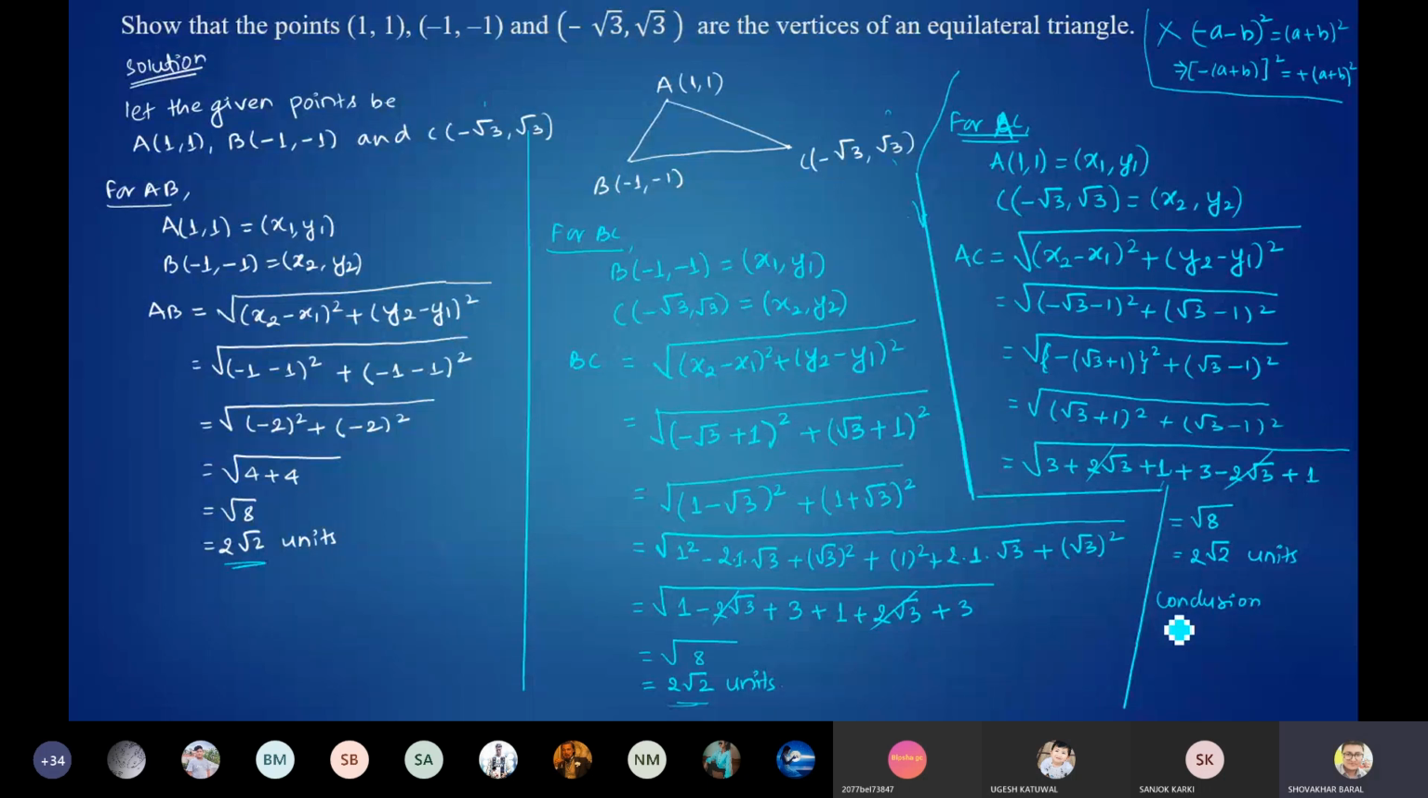Let's write the conclusion. Since AB is equal to BC is equal to AC, and it is equal to 2 root 2. Let me write the distance also: 2 root 2 units.